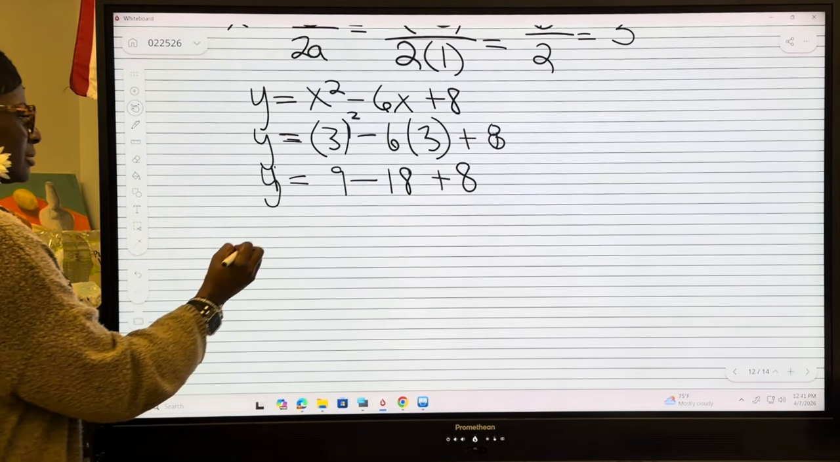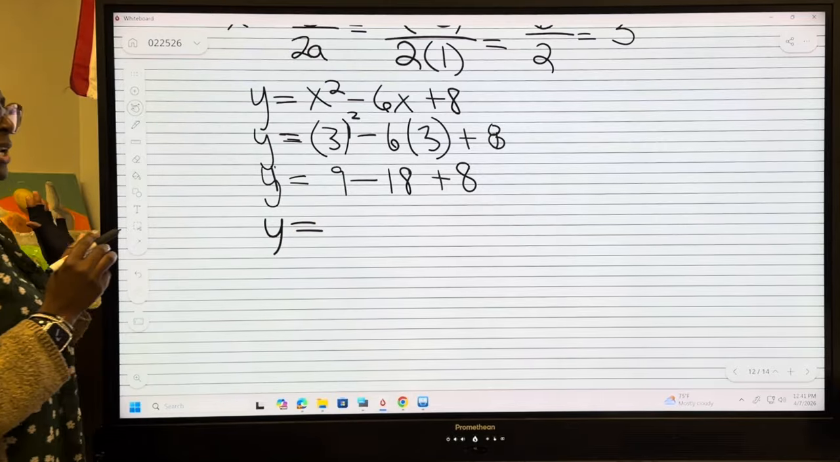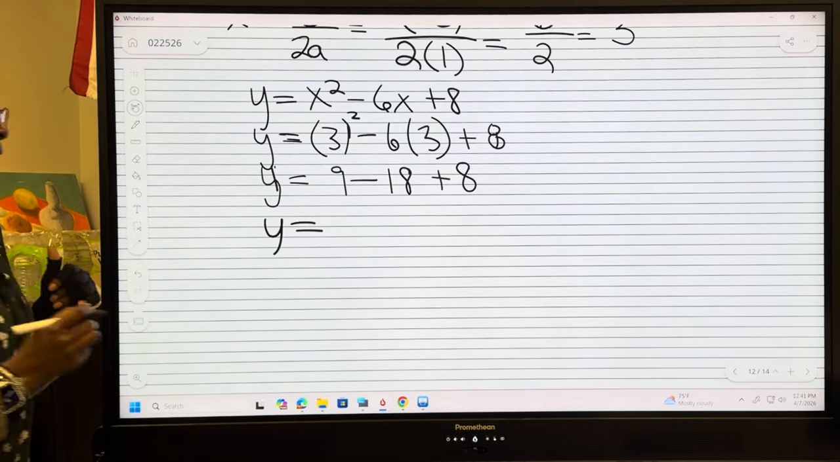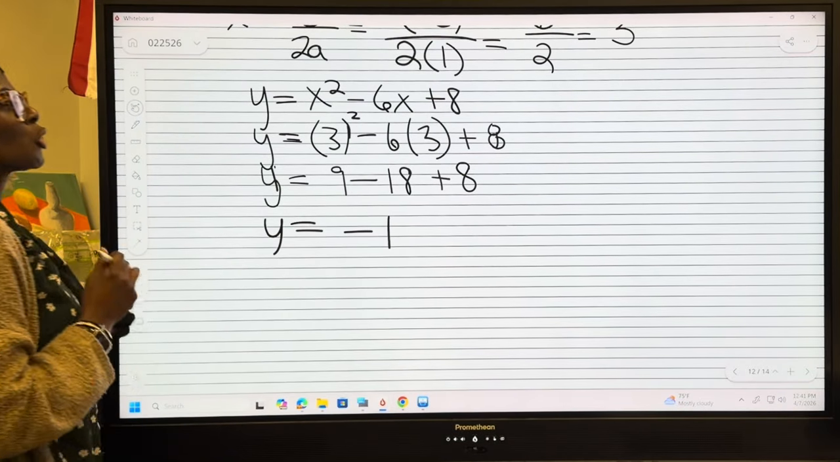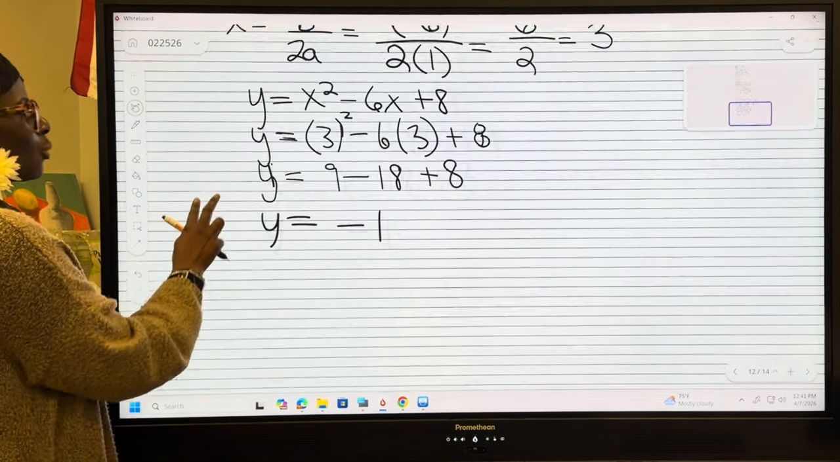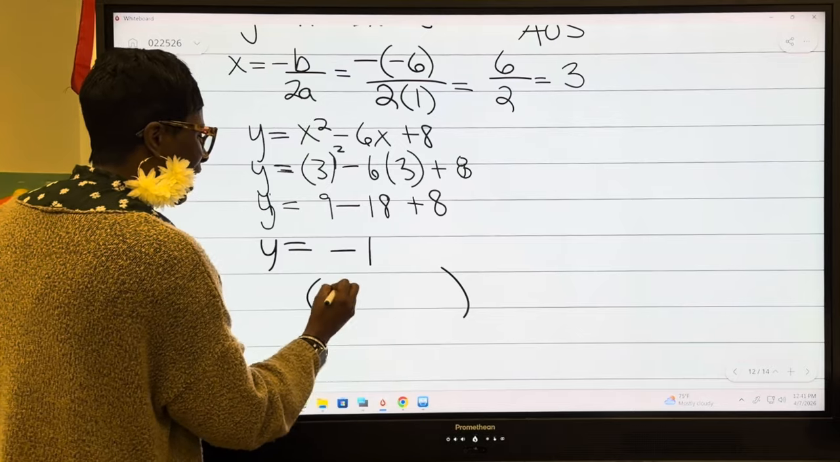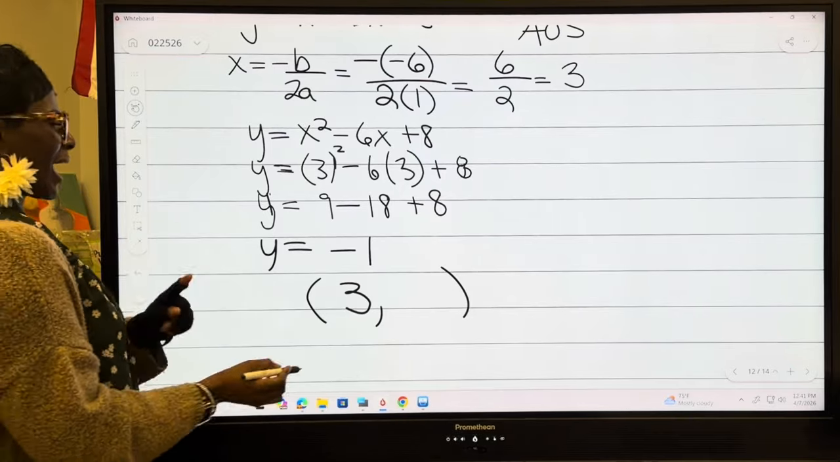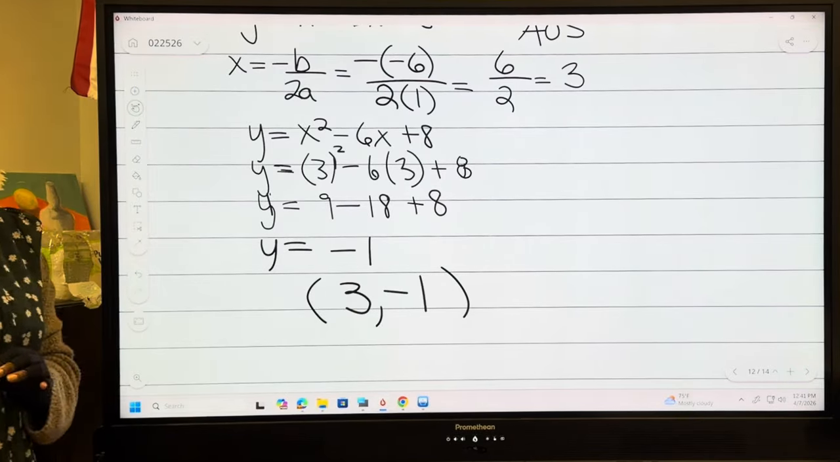Now, you just put it in the calculator. Negative 1. Can somebody double check that? Yes. Negative 1. So, do I know my vertex now? What is my vertex? I put in a 3 and I got out a -1.